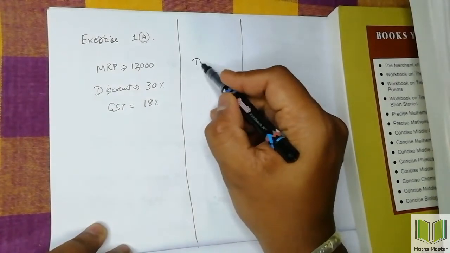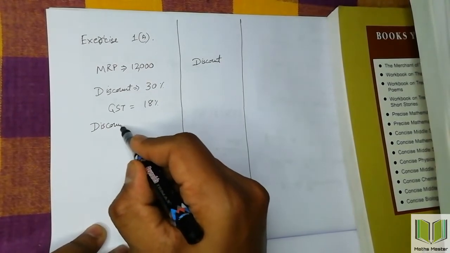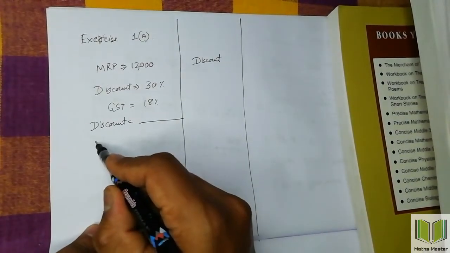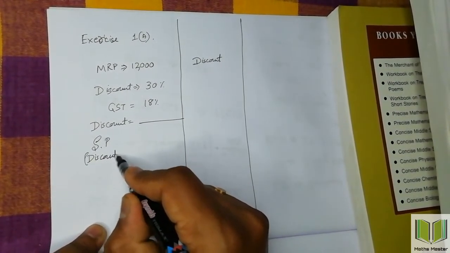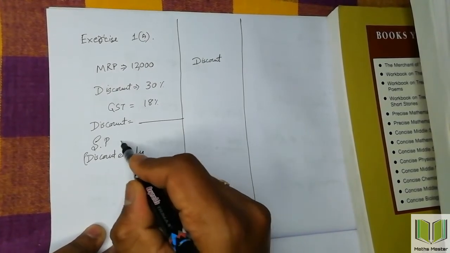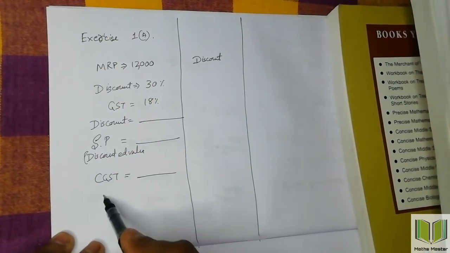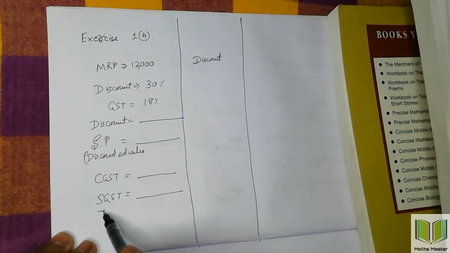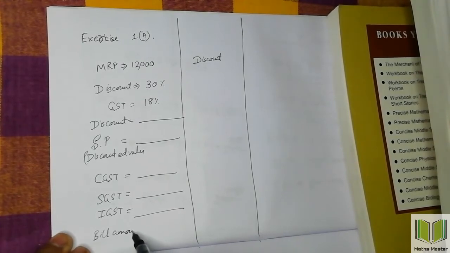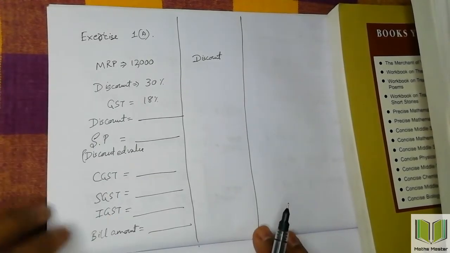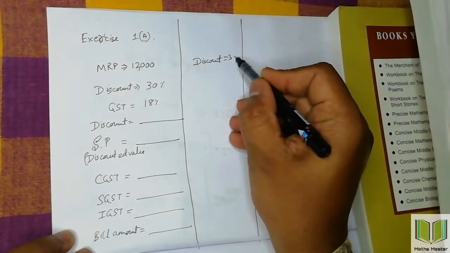First, let me find the discount amount. The question is find the discount, which is equal to question mark. They are asking for selling price, that is discounted value in other terms, then CGST, SGST, IGST and bill amount. These are all the things that they have asked in this particular question. Let's try this one.